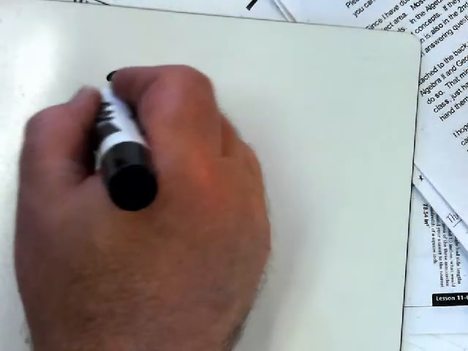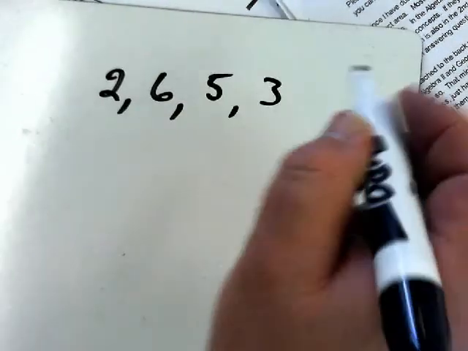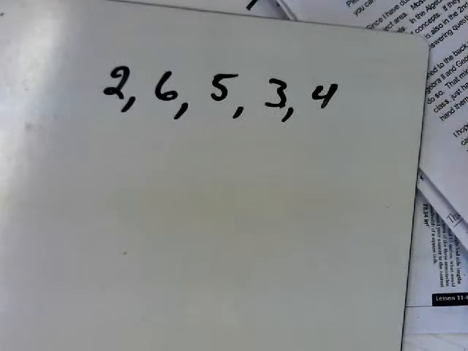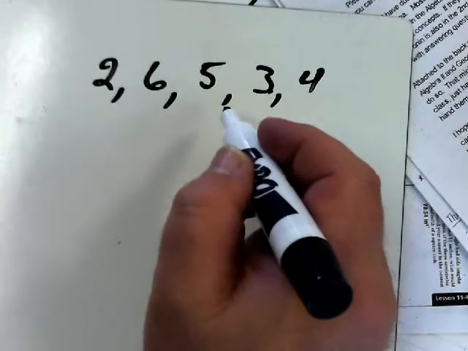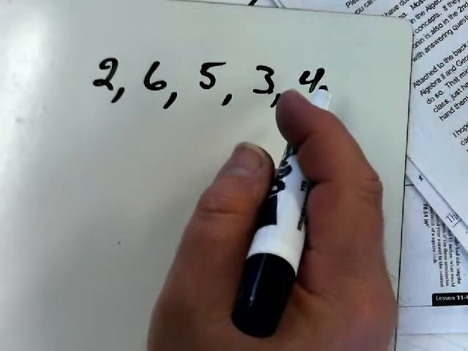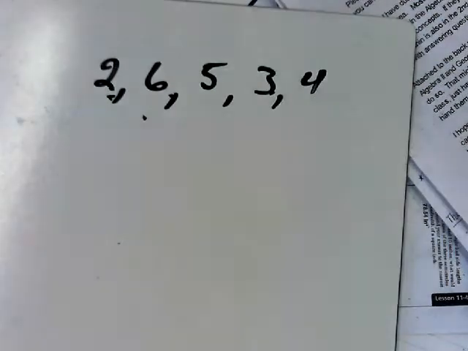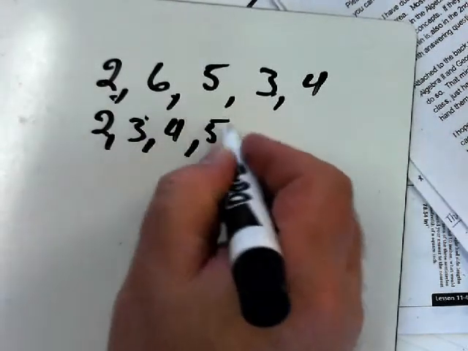Let's do another set of data. Let's do 2, 6, 5, 3. Let's see, we got 11. 11 and 3 is 14, 15, 16, 4. Okay? So the first thing that we do is we are going to have to add these all up, right? Put them in order first: 2, 3, 4, 5, 6.